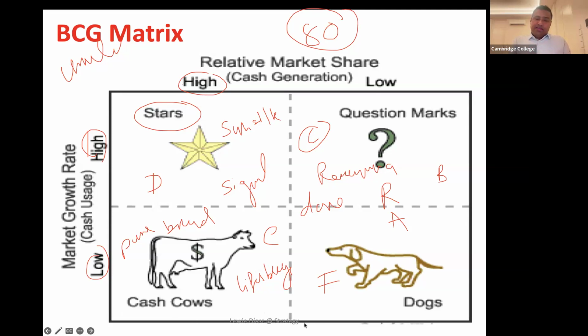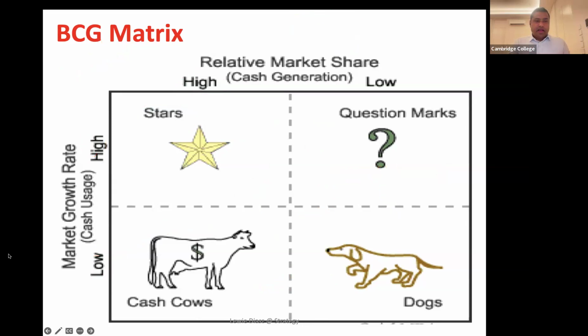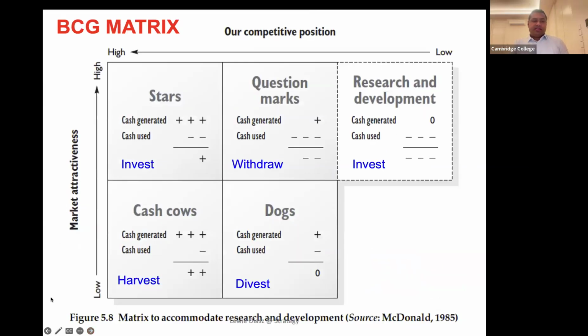So what BCG says is that you need to have a good combination of stars and cash cows. I'll tell you why. Here's why. They say that stars have high market share, high market growth rate.